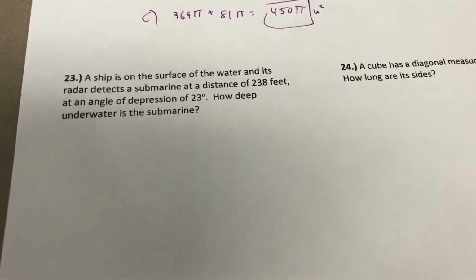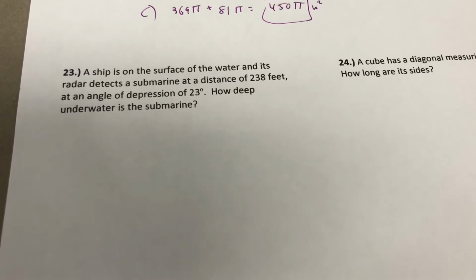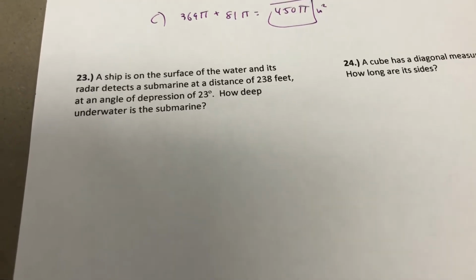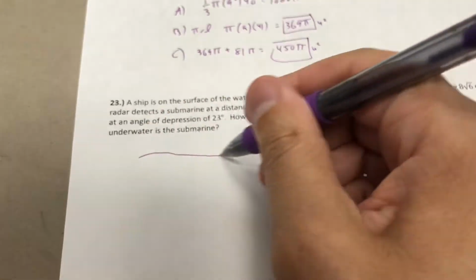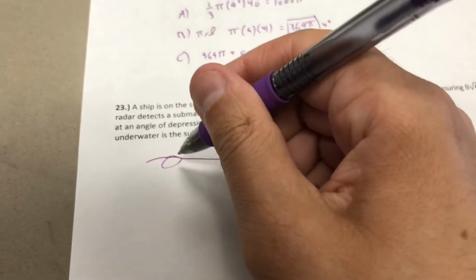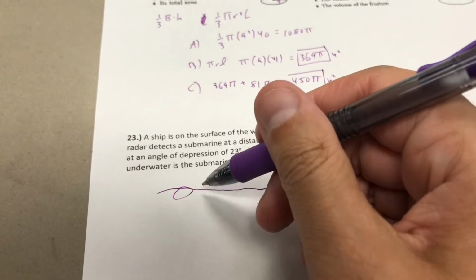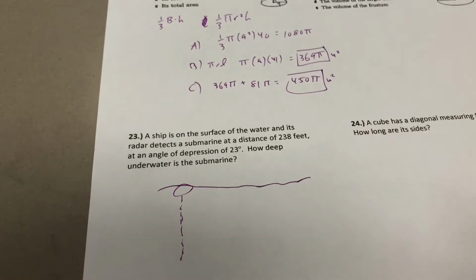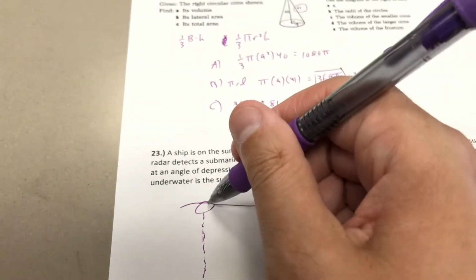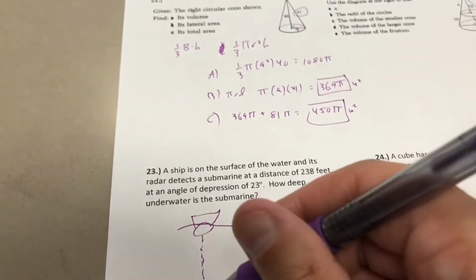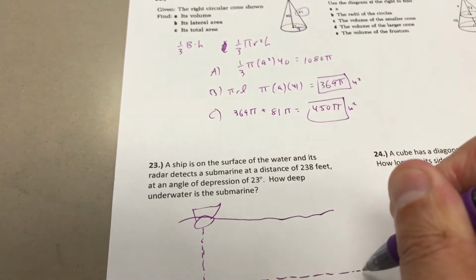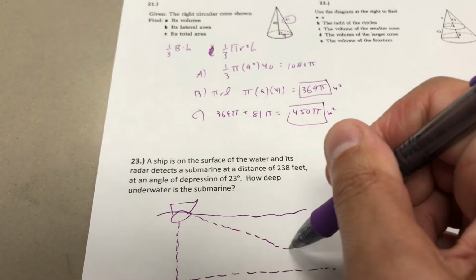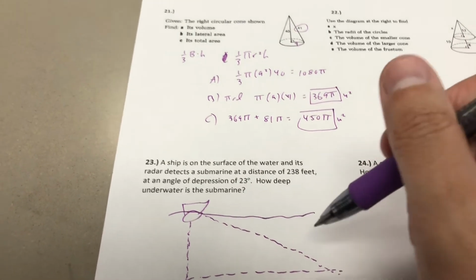Okay, next last one. A ship is on the surface of the water. Its radar detects a submarine at a distance of 238 feet and an angle of depression of 23 degrees. So basically we have the surface of the water here. We have our submarine. Angle of depression. So there's some distance downward. Oh, this is a ship actually. Okay, so there's some distance downward. And it says the angle of depression is 23 degrees.